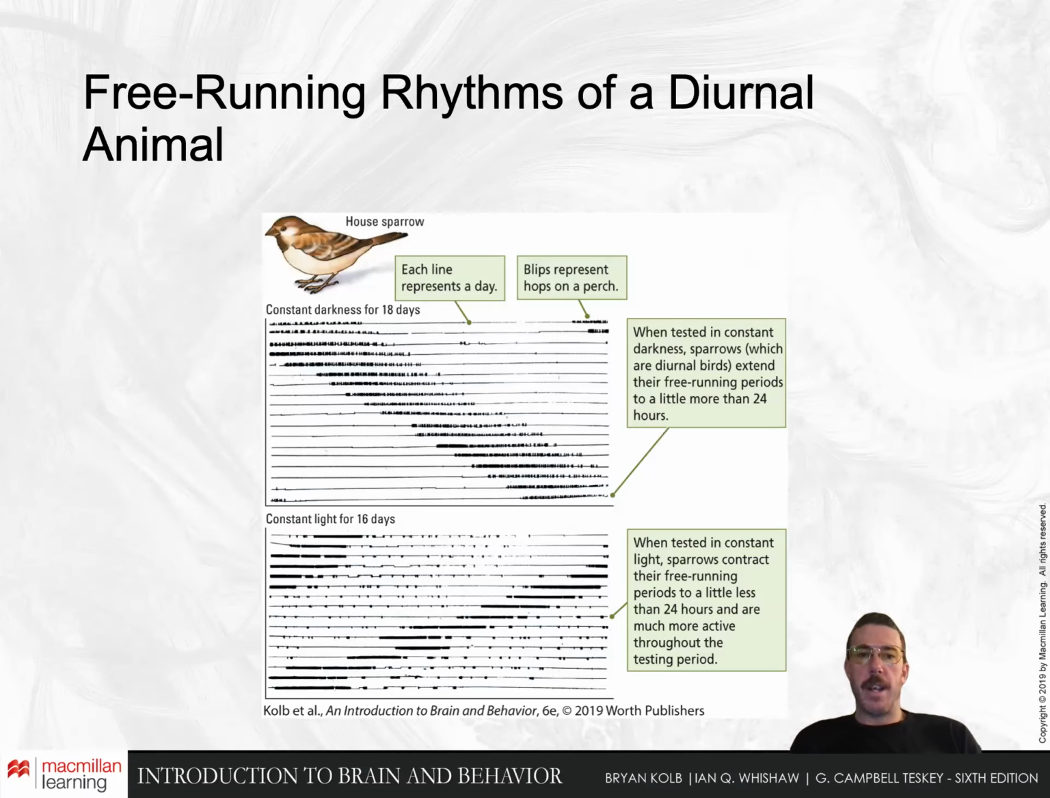Here's an example of that sparrow in either constant darkness or constant light, showing that the free running rhythm can either be made longer than a day, leading the sparrow to wake up a little later each day, or shorter than a day, leading the sparrow to wake up a little earlier each day.